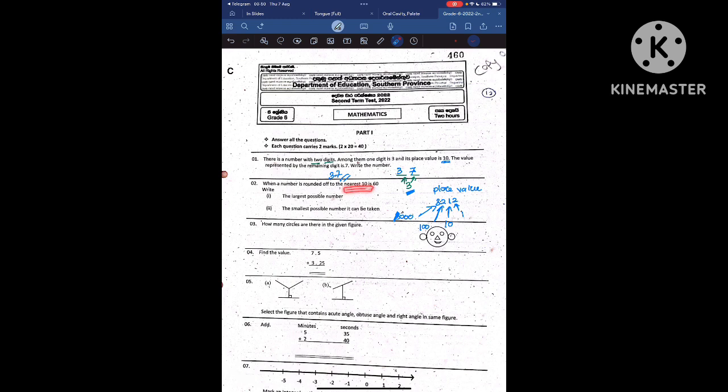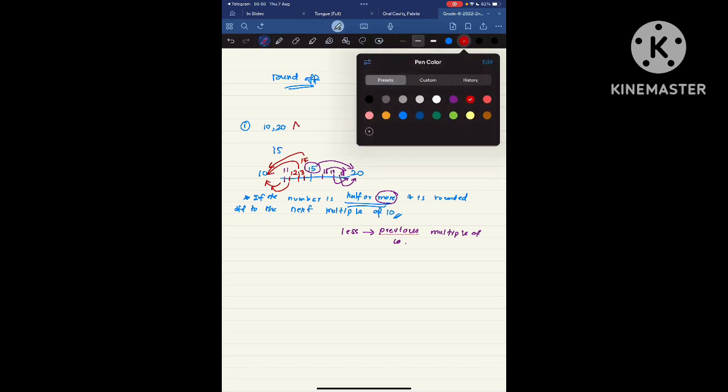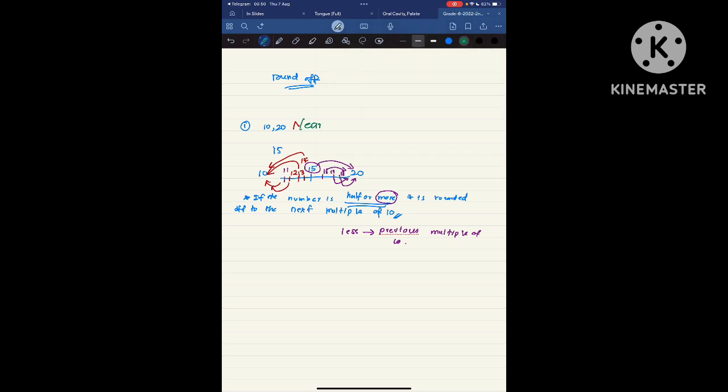Nearest 10. Okay, this is rounding off to the nearest multiple of 10. Since the question says the nearest multiple of 10, I am only discussing that, okay? So, if I summarize again, nearest multiple of 10, I'll take another example.